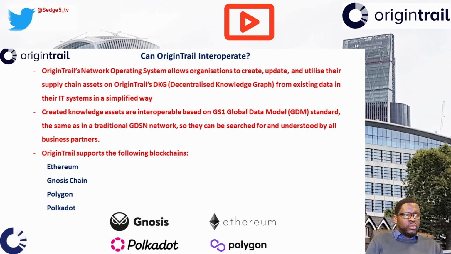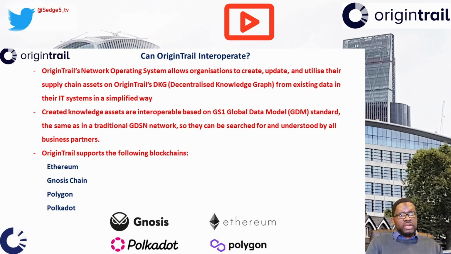Therefore, by shaping real-world knowledge assets for Web3, OriginTrail's decentralized knowledge graph provides a crucial fabric to link, verify, and value data in both the real and the digital world. Created knowledge assets are interoperable based on the GS1 Global Data Model, or GDM, that is the standard, the same as the traditional GDSN network, so they can be searched for and understood by all business partners.